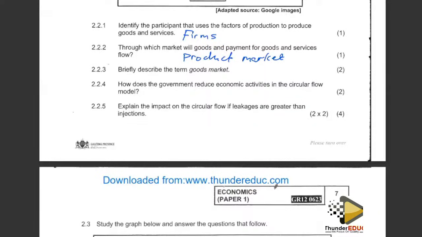Briefly describe the term goods market. Remember, the goods market is more or less the same as the product market. Under the goods market, we specifically refer to those tangible items that businesses are selling. We talk of the platform where buyers and sellers of goods meet for potential transactions. So we're saying that this is a platform where buyers and sellers of goods meet for potential transactions.